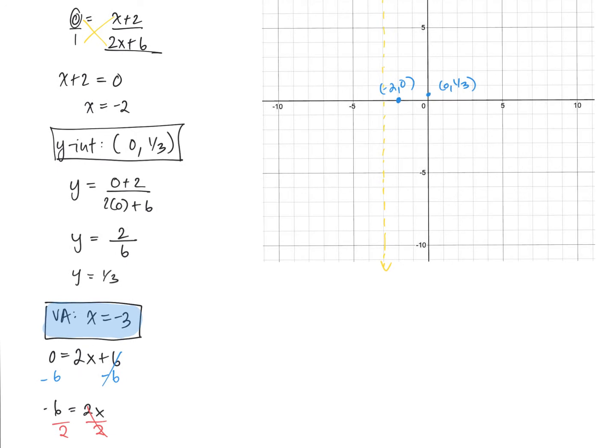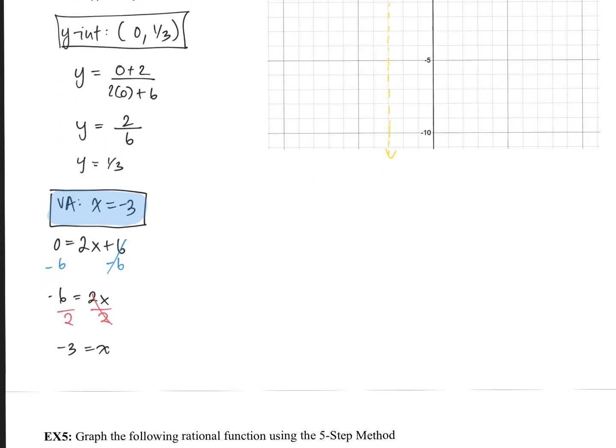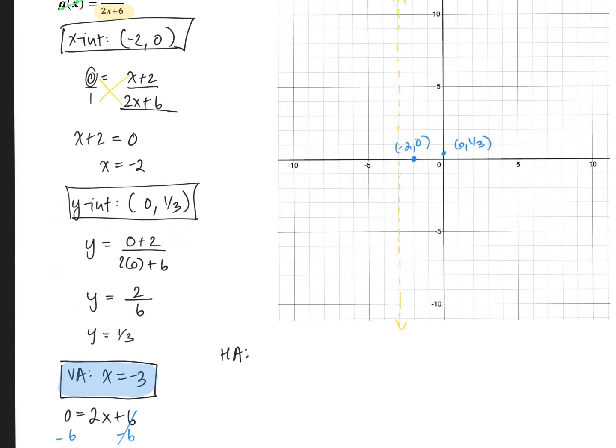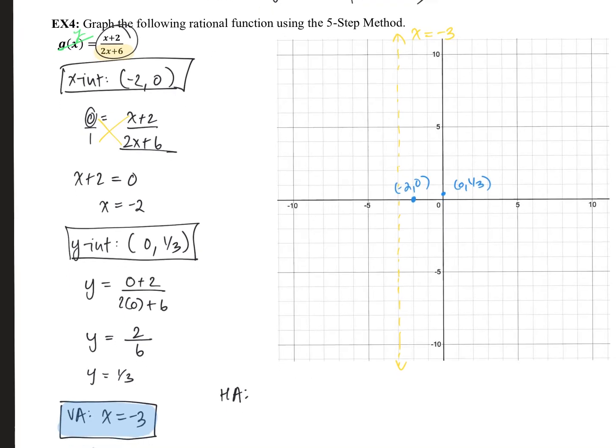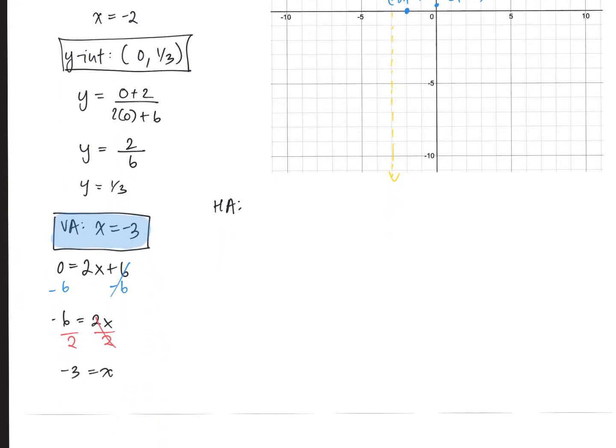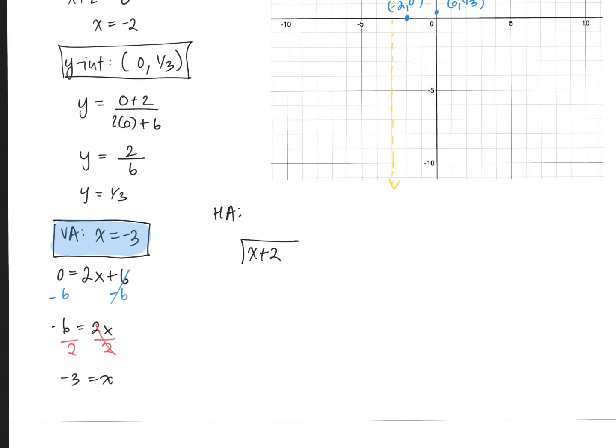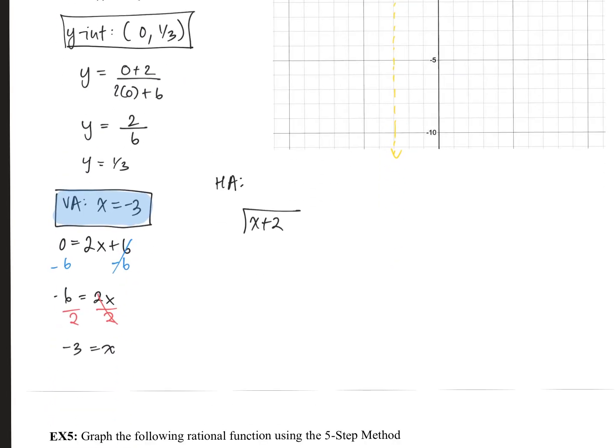Alright, what do we find next? Well, next step is horizontal asymptote. So how do we find the horizontal asymptote? We use long division. What are we dividing? This. We're going to use that division problem. It's already a division problem right there, so let's go ahead and do that. So we have x plus 2 being divided by 2x plus 6.